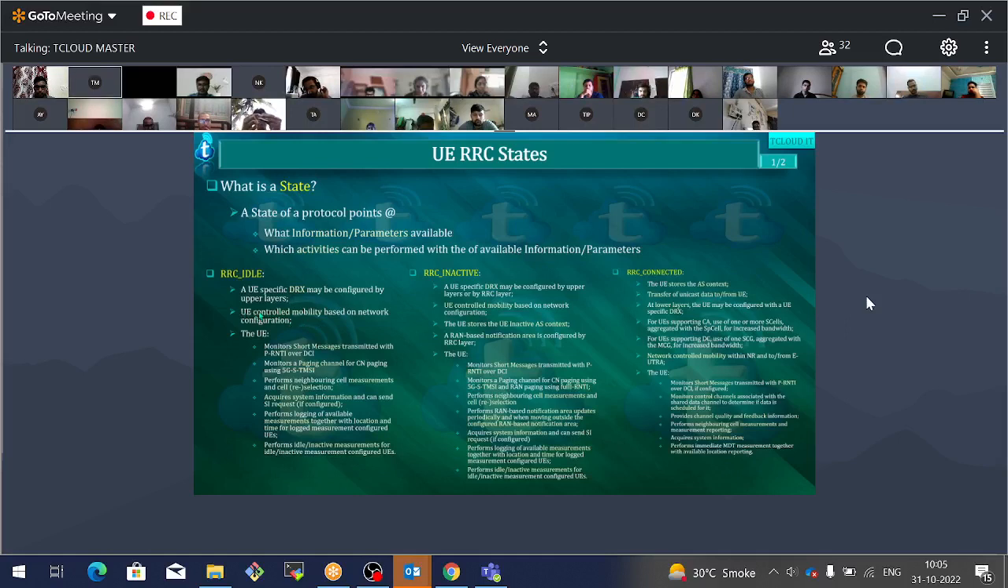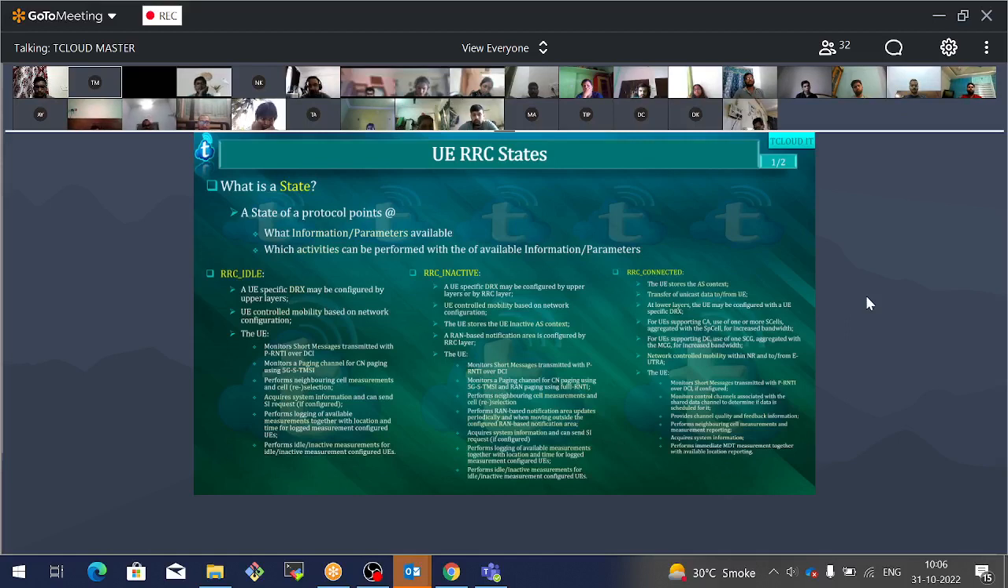Next, UE controlled mobility. The mobile can perform mobility related actions on its own. What is the meaning of that? If the mobile wants to move from one cell to another cell, it will choose that on its own decisions, whether to continue in the present cell or to go into the adjacent cell.